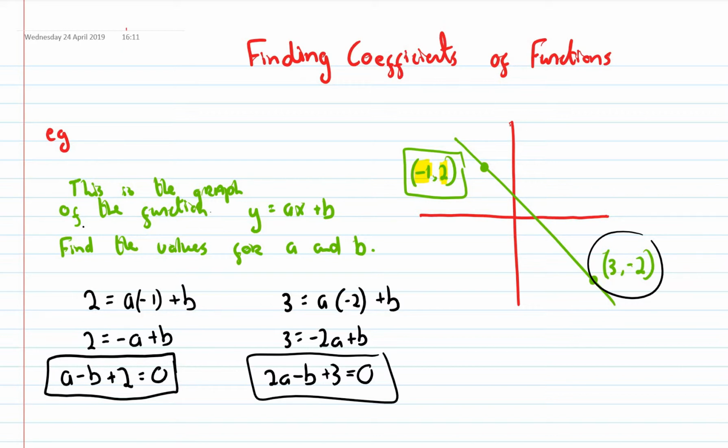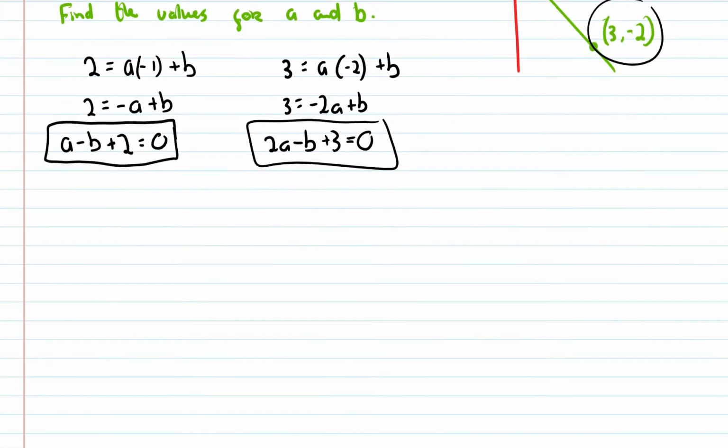Okay, I have 2 equations now. Remember, I have 2 equations and I have 2 unknowns. If I have 2 equations and 2 unknowns, I can use simultaneous equations to find out what the 2 unknowns are, which are a and b. I'll do it. So one equation over the other.